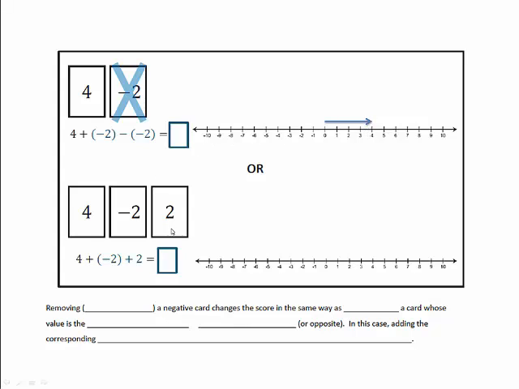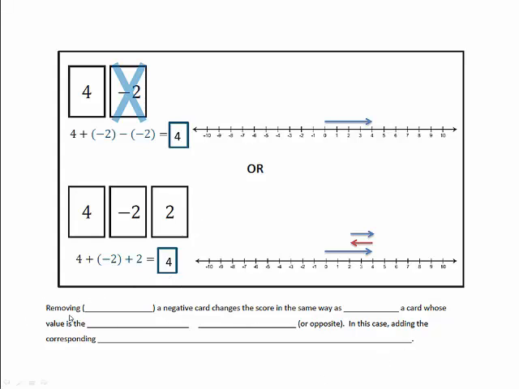Another way of looking at this is putting the opposite of negative 2 in my hand, adding 2 to my hand. So here's my 4, here's my negative 2, and then here's my positive 2. I'm back at 4 again. So two different ways of dealing with it: either subtracting or taking away, discarding my negative 2 card, takes me to a total of 4, or adding a card that is the opposite of negative 2 to my hand.